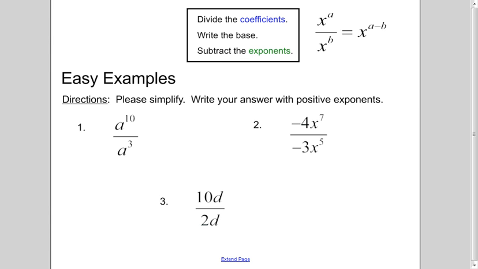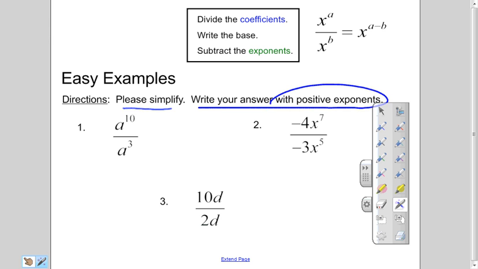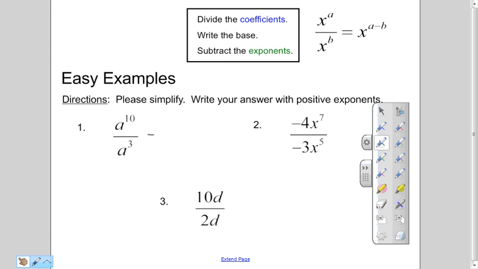So here I have a to the 10th divided by a to the 3rd in the first problem. The directions say, please simplify. Write your answers with positive exponents. That won't come into play so much in the easy problems, but it will as it gets a little bit harder. So I'm going to look here for a to the 10th over a to the 3rd, write the base of a, and then I'll subtract my exponents. 10 minus 3 is 7.